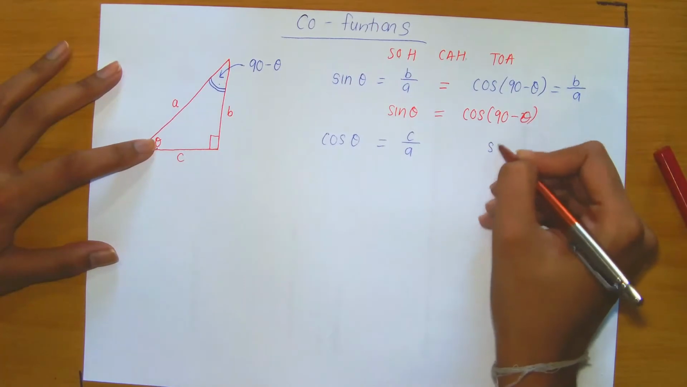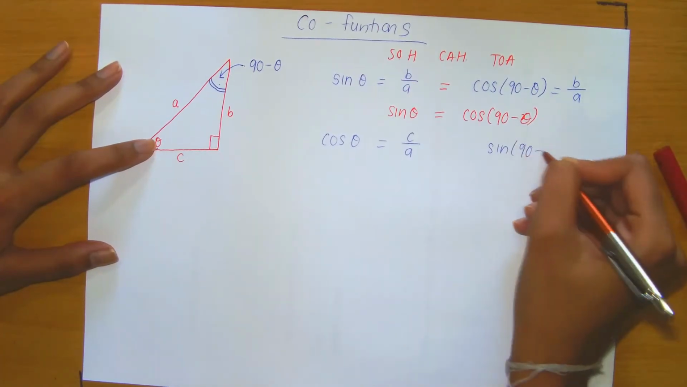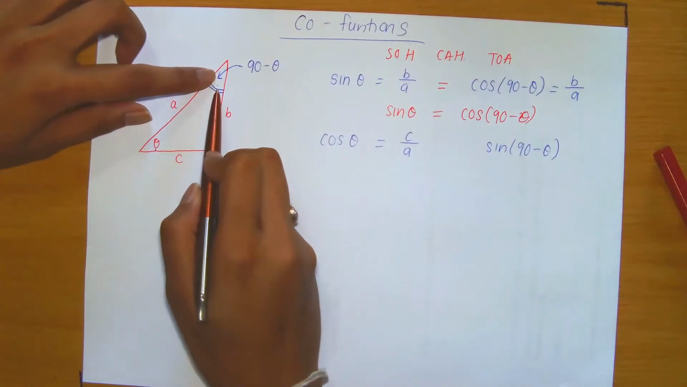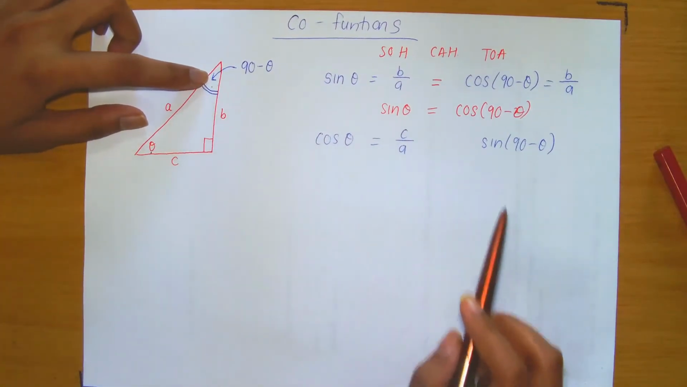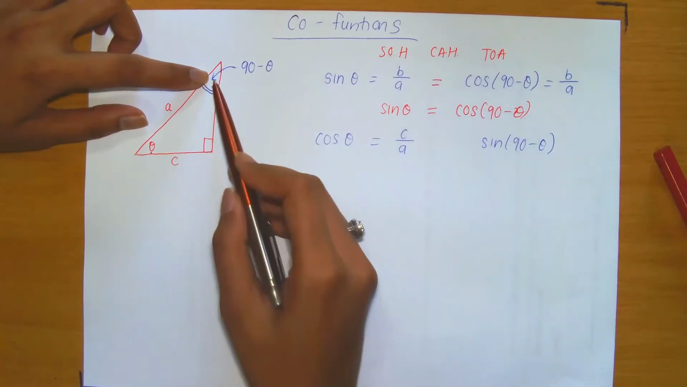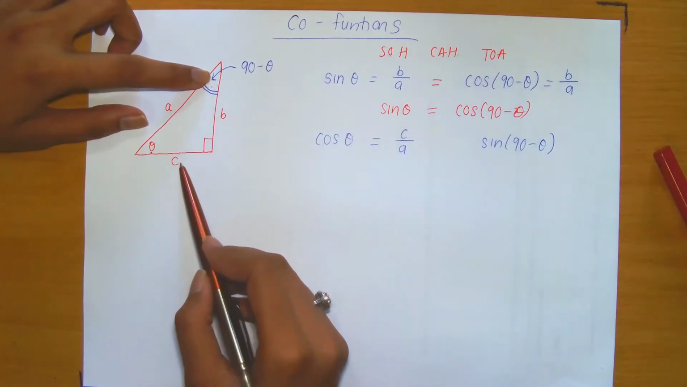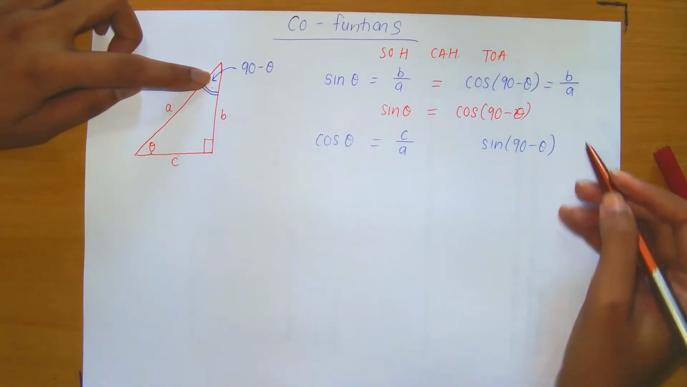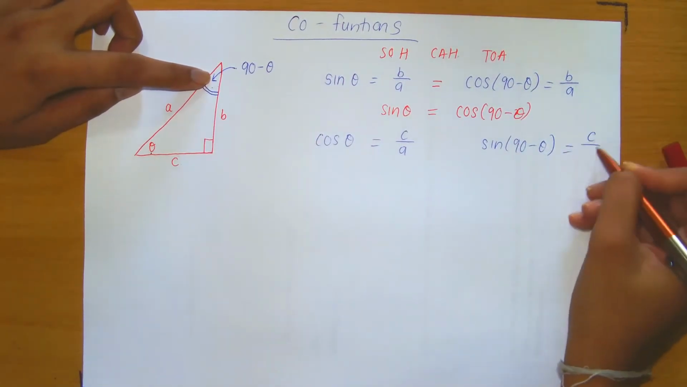Let's now compute sine of 90 minus theta. So 90 minus theta is the reference angle. That's what we are working with. Sine is opposite over hypotenuse. For 90 minus theta, C is opposite, the length that you require, and the hypotenuse is A. So this is C over A.